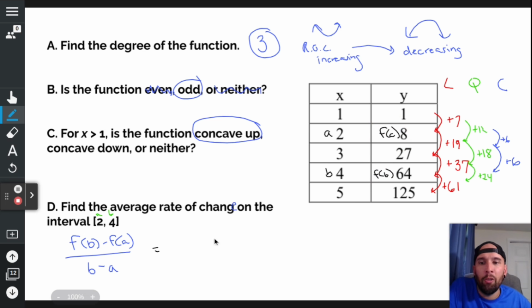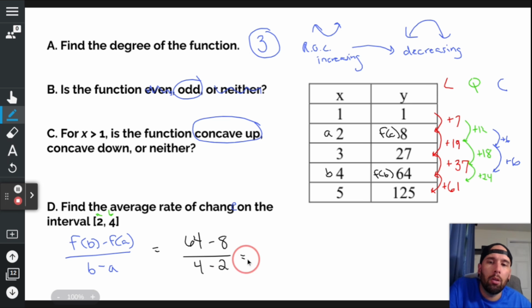F of b is 64 minus f of a, which is 8, over b, which is 4, minus a, which is 2. 64 minus 8 is 56. 56 over 2 is 28.